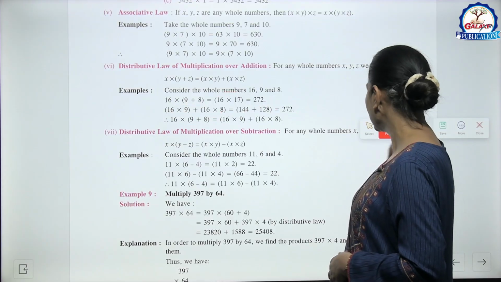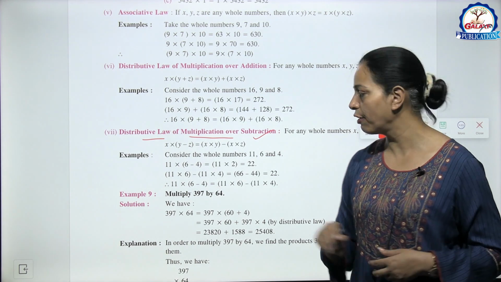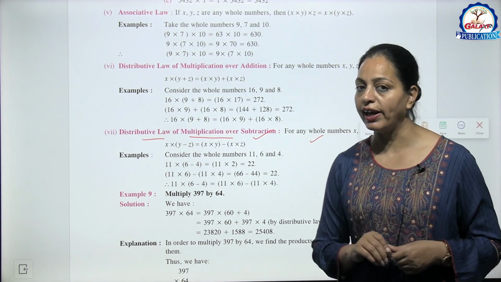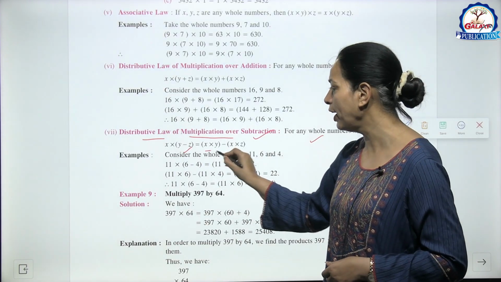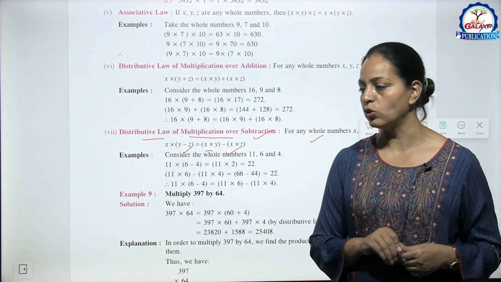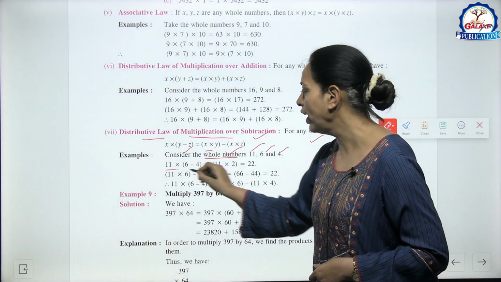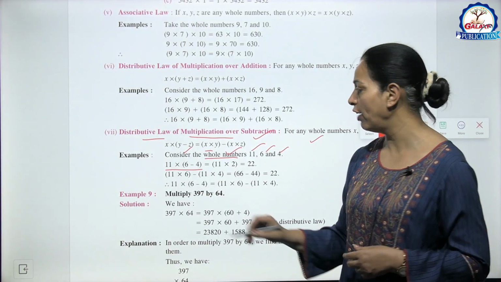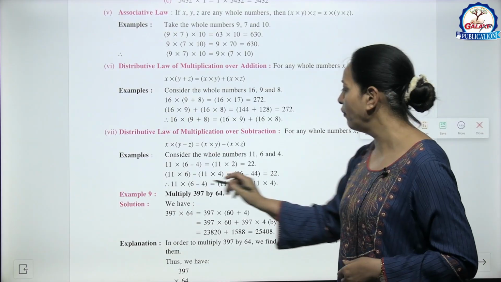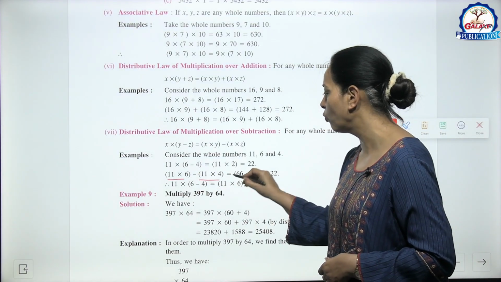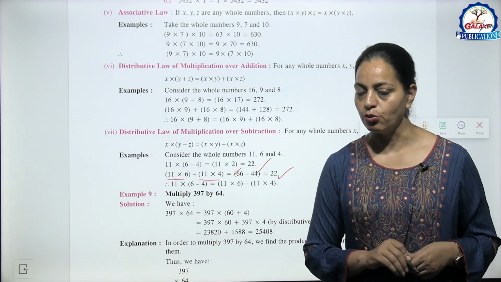Okay, now the next property, distributive law of multiplication over subtraction. For any whole numbers x, y and z, x into y minus z equals to x into y minus x into z. So take three whole numbers 11, 6 and 4. So 11 into 6 minus 4. So 11 into 2, that is 22. Or how we can do it? 11 into 6 minus 11 into 4. 66 minus 44, that is also 22, right?